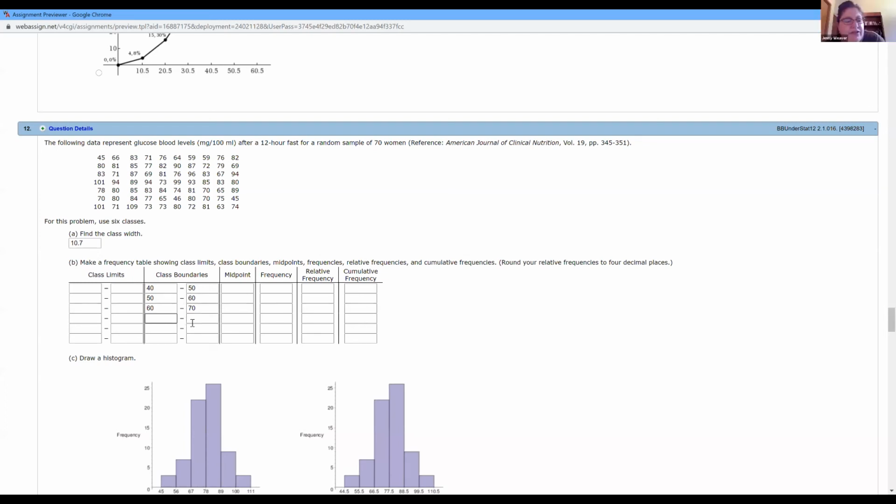Can I ask a question? Yes. When I was doing this homework yesterday, and I was looking in the notes in the book, it said to find the class width, then compute the value and round to the next highest whole number. So I guess 11. It's a little bit better. I still don't like it. I mean, it's better than 10.7.